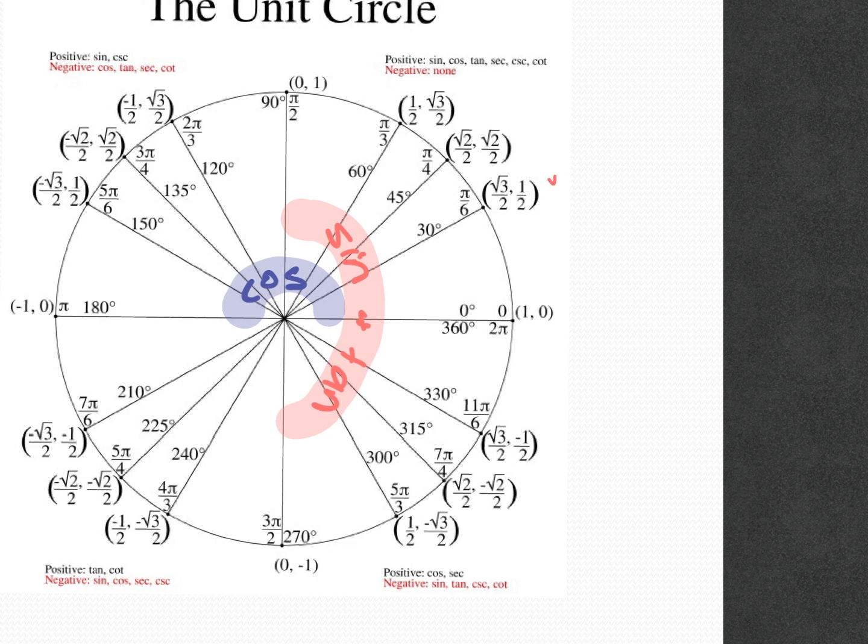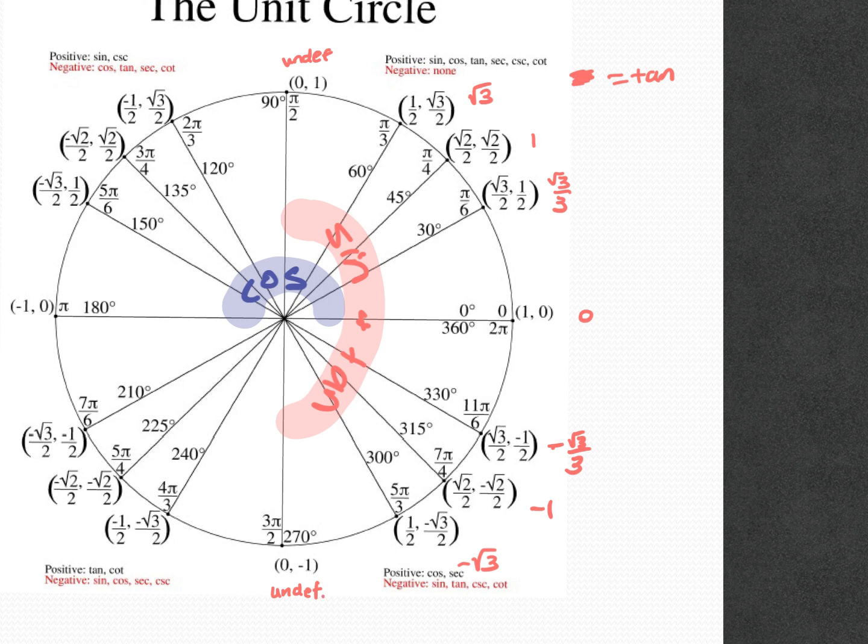This tangent is root 3 over 3. This tangent is 1. This tangent is root 3. This tangent is 0. This tangent is undefined. So the arc equals tangent. This would be negative root 3 over 3, negative 1, negative root 3, undefined.